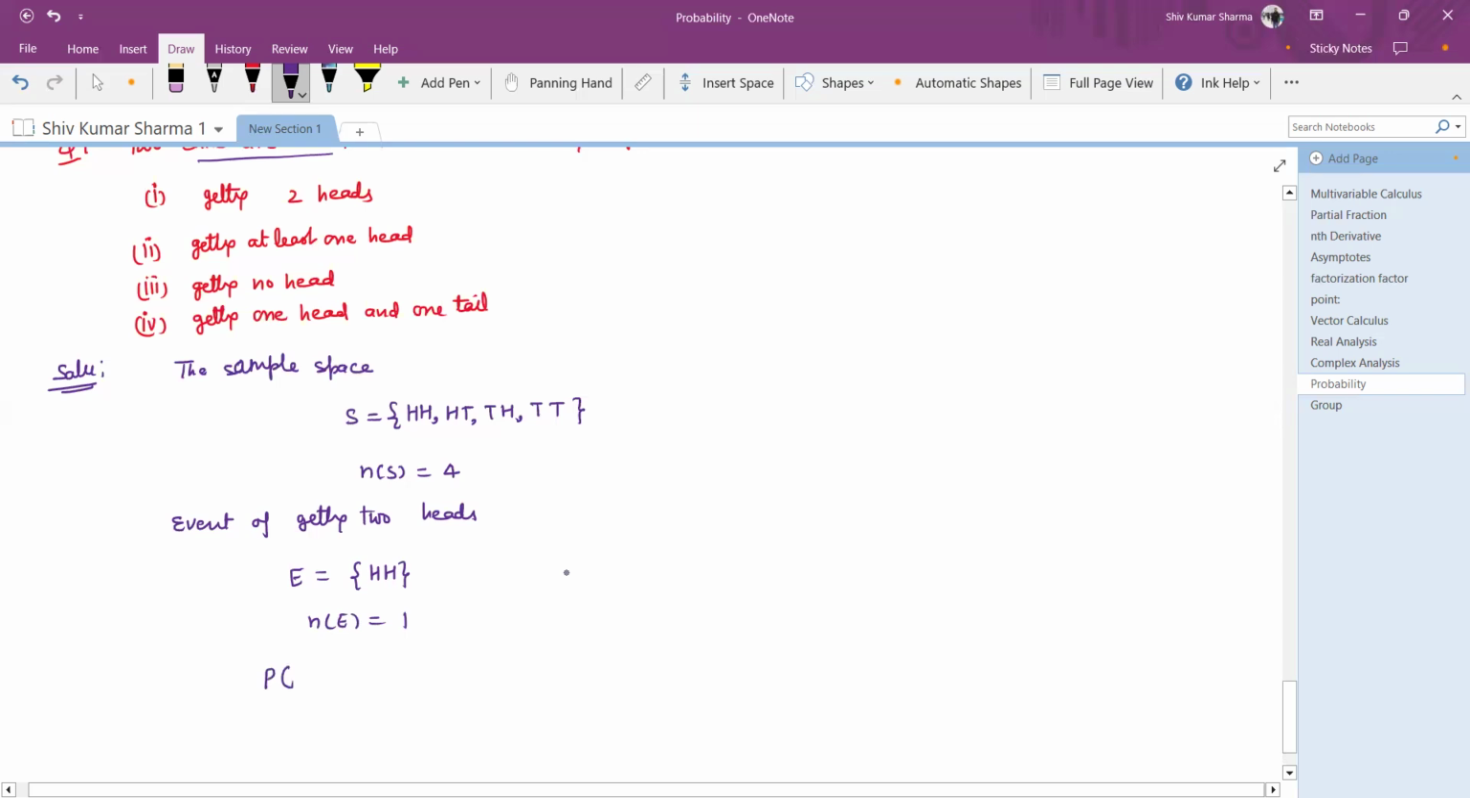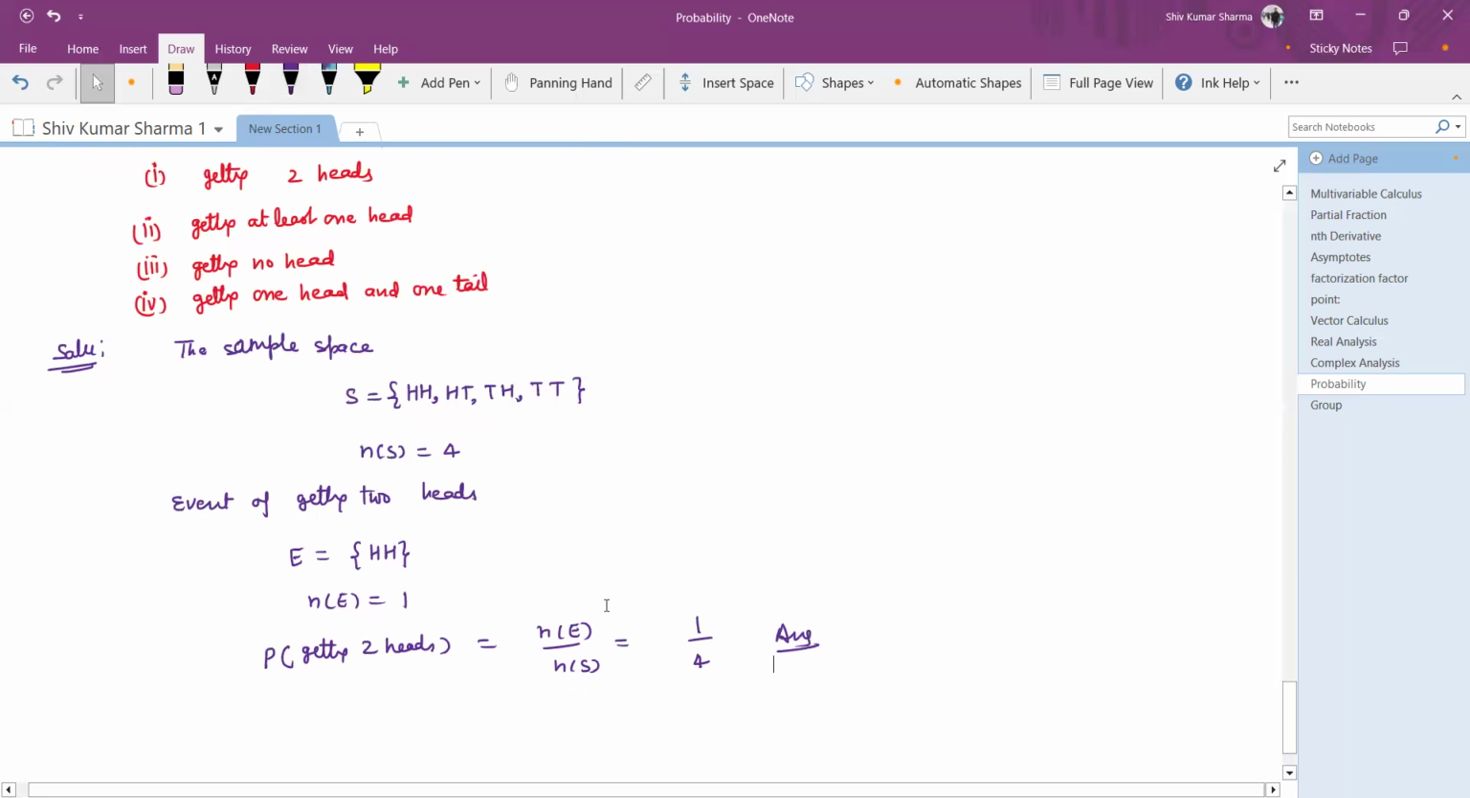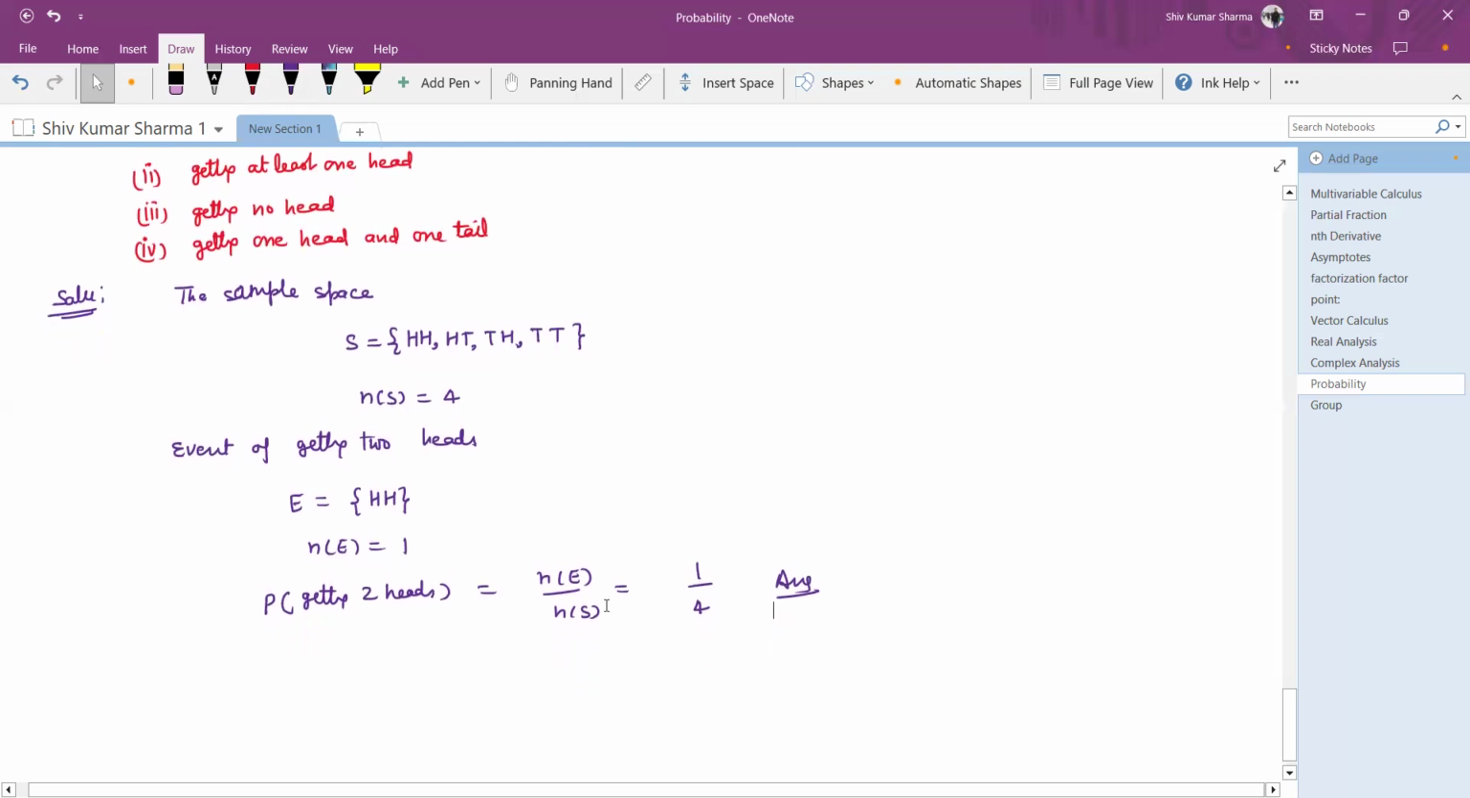Now we obtain the probability. Probability of getting two heads is equal to NE upon NS. So NE means 1 upon NS. Number of elements in sample space is 4. So the answer of the first part is 1 by 4. Getting two heads. Now getting at least one head. So the second part.